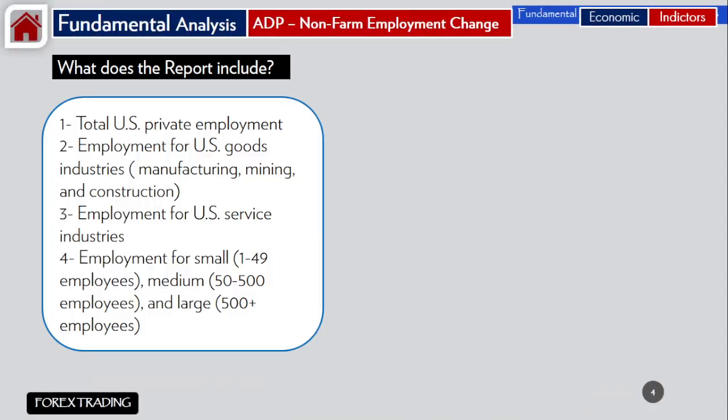Okay, so what does this report include? Number one, total US private employment. Number two, employment for US goods industries. Number three, employment for US service industries. And four, employment for small, medium, and large enterprises, based on the number of employees they have.